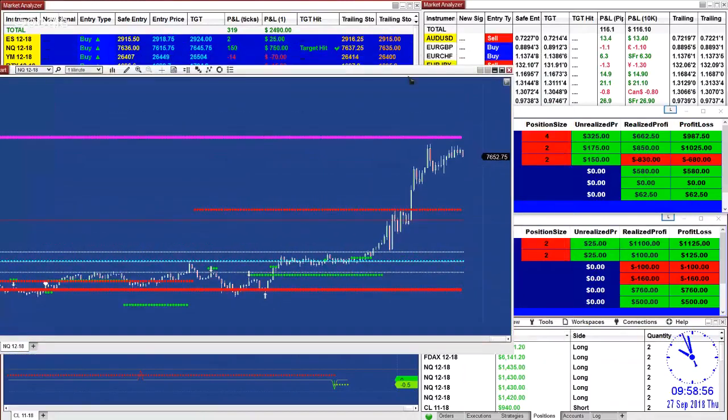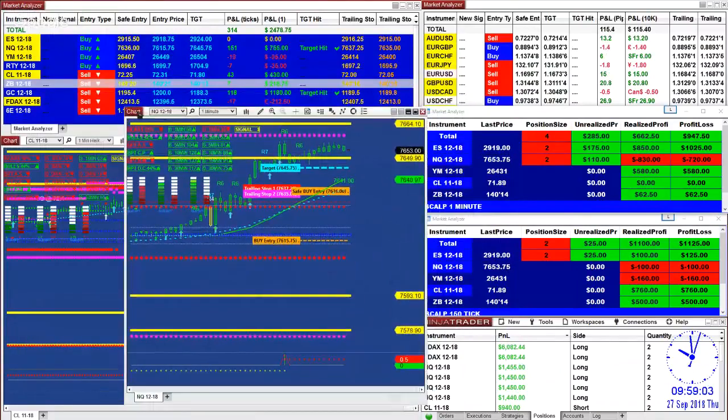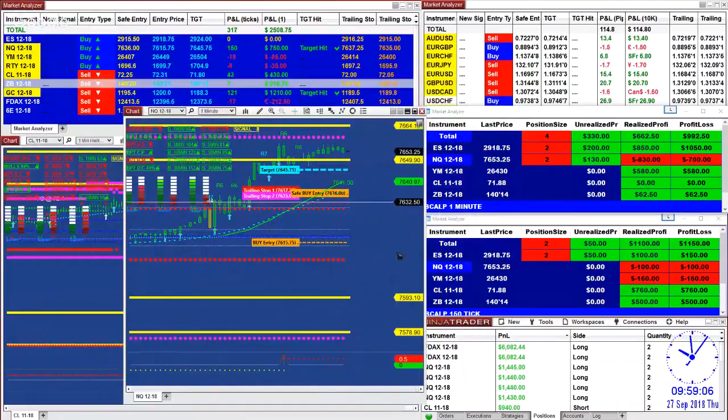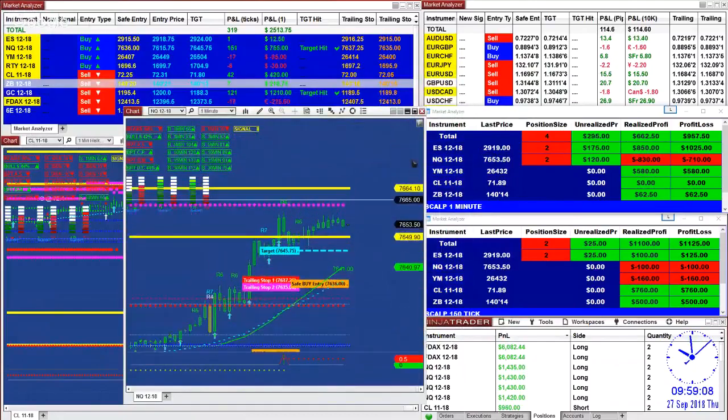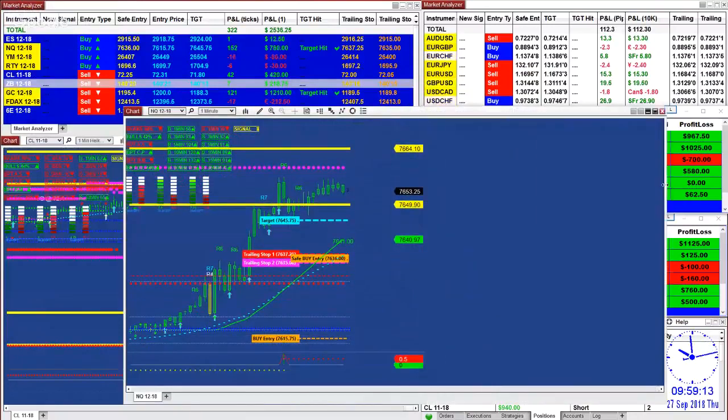One of the things also, you can examine what's going on in the Nasdaq. The Nasdaq already hit the target, and this is another clean picture of what's going on in the Nasdaq.